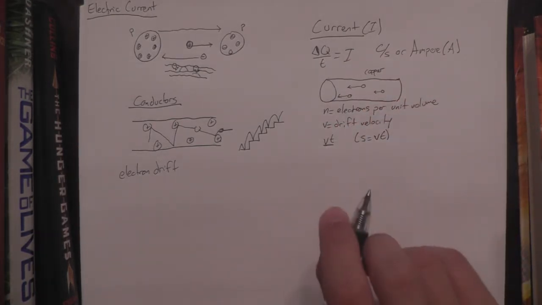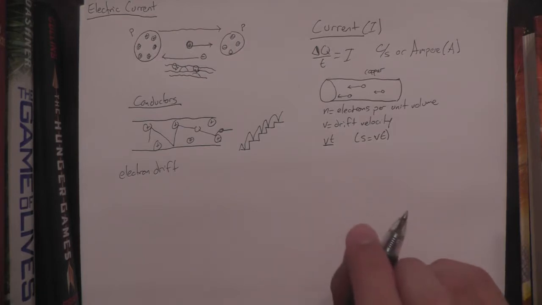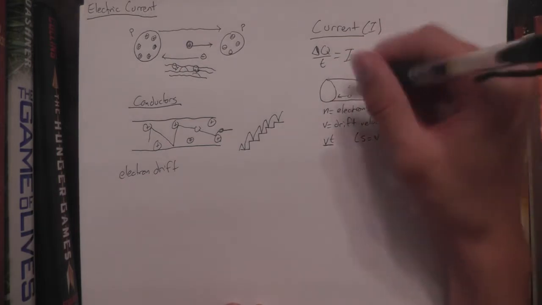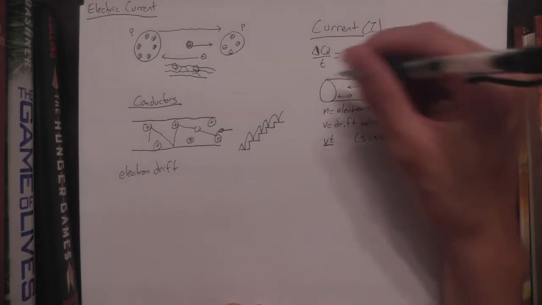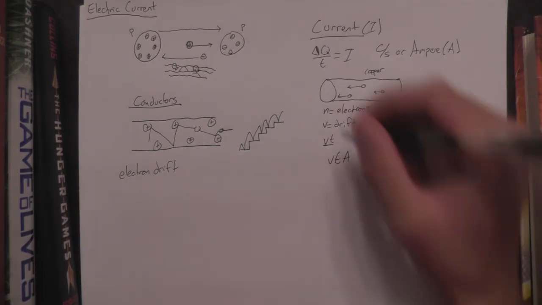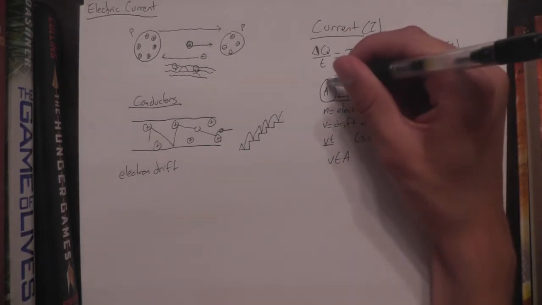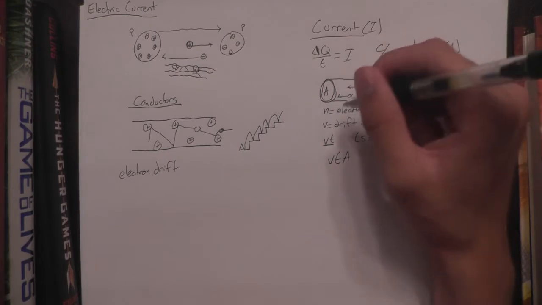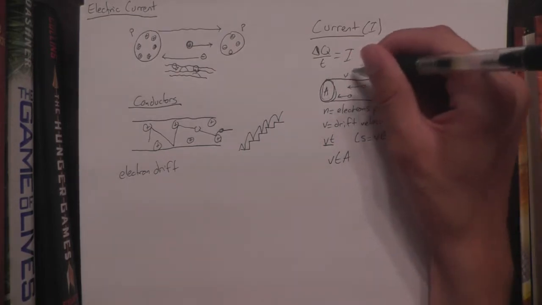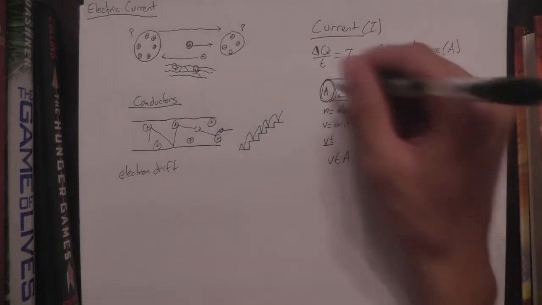Now, this means that the volume of this entire section is vtA, if we say that A is the area of the circle here. Because the volume of the cylinder is just the area of that circle multiplied by the length, which we've already determined to be vt. So that's the volume they're passing through.